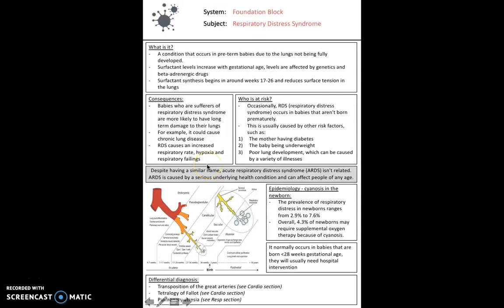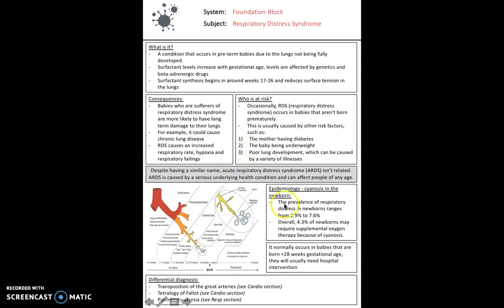In terms of the consequences, the long-term consequences are what are more profound for this condition, so usually we see these patients going on to have chronic lung disease. And when these patients have got RDS, we see an increased respiratory rate, hypoxia and respiratory failings. It's important not to mix RDS up with ARDS. So ARDS is a condition that you can get at any age in life, whereas RDS is pretty much exclusively for newborn babies.